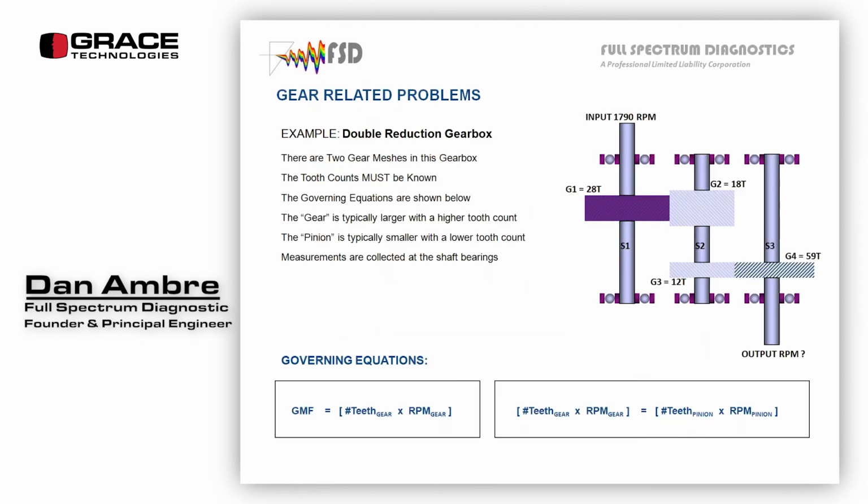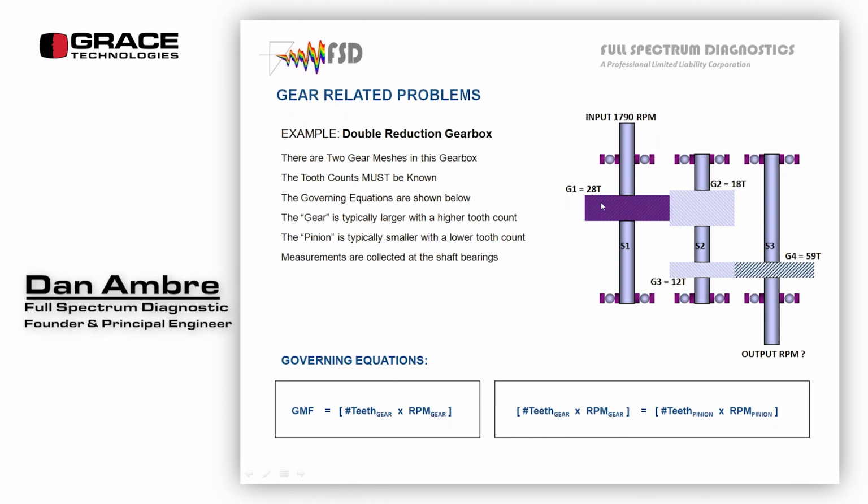All right, I have a double reduction gearbox, and I'm going to throw a little math at you. Keep an open mind. It's fairly easy to perform these calculations. There's really only 2 different equations we're going to use over and over again. Governing equations down here: gear mesh frequency is the number of teeth times RPM. So what does that mean? My input shaft is turning at 1790 RPM.